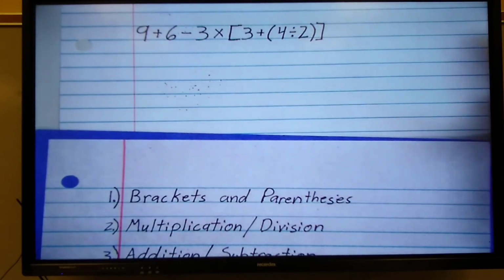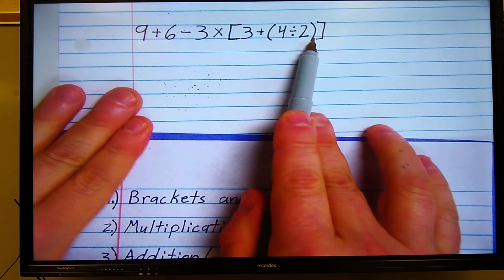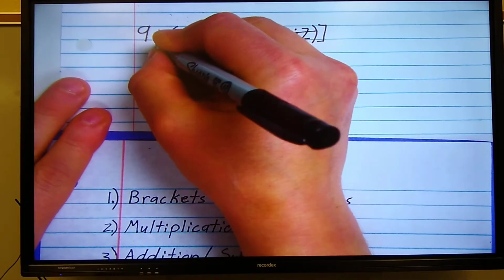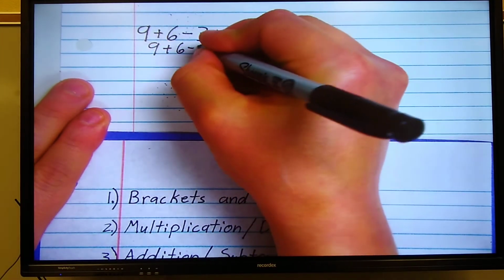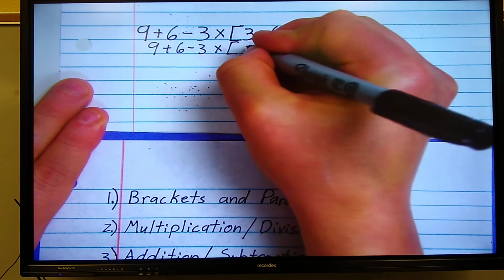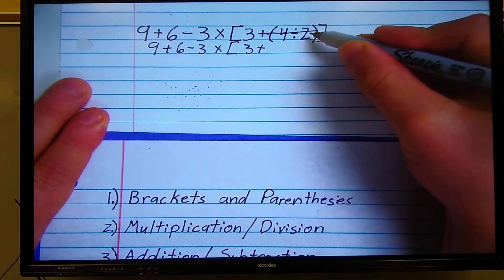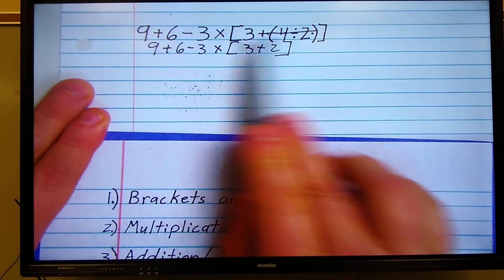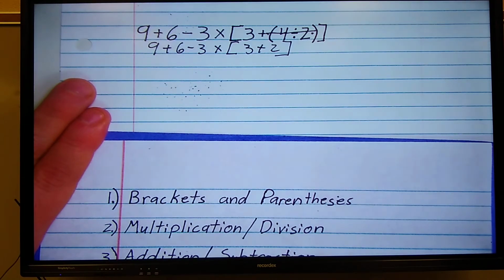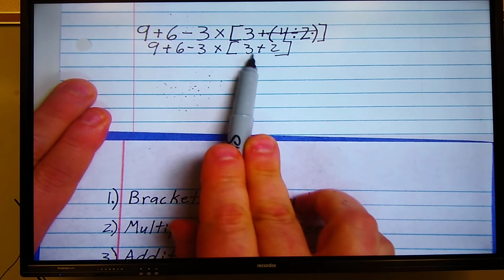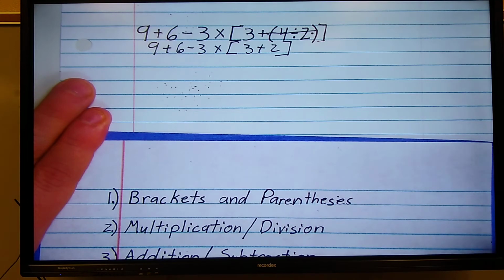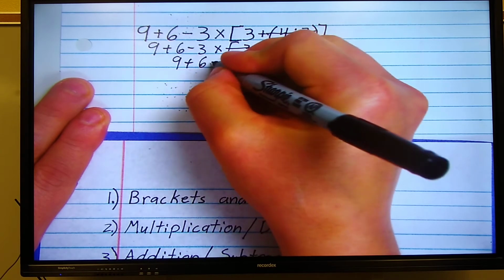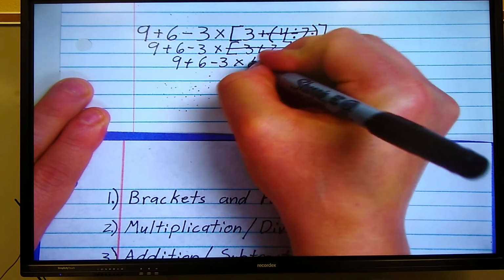All right, brackets first. Inside the brackets, I do have parentheses. I have 4 divided by 2, which is 2. Now notice what I do. 9 plus 6 minus 3 times brackets 3 plus, and then the answer to this, 4 divided by 2 is 2, and then brackets. I can't get rid of the brackets until I've done everything inside. So I still have brackets, but I only have one thing to worry about in there. 3 plus 2 is 5. So now I can get rid of the brackets. 9 plus 6 minus 3 times 5.